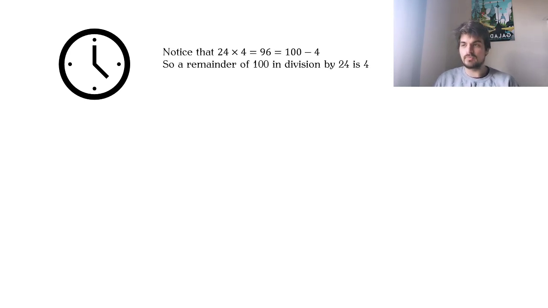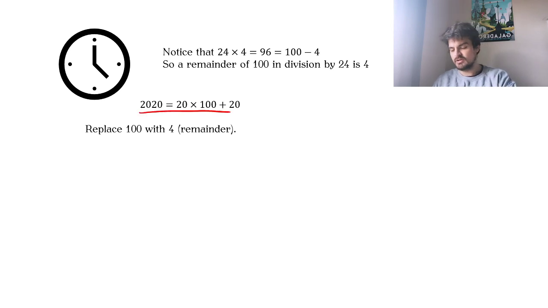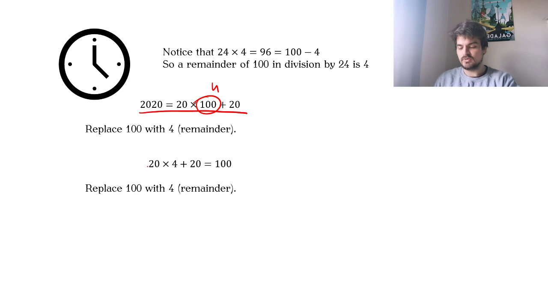Okay, so how do we do this? We can do some tricks. There are multiple ways of doing that. We can notice that 24 times 4 is 96, which is 100 minus 4. So the remainder of 100 in division by 24 is 4. What that means is that we can always replace 100 with a 4 when calculating the remainder in division by 24. So let's do that. Let's write down that 2020 is 20 times 100 plus 20, because this is just a decimal system, and we can replace 100 with 4. So what we're left with is 20 times 4 plus 20.